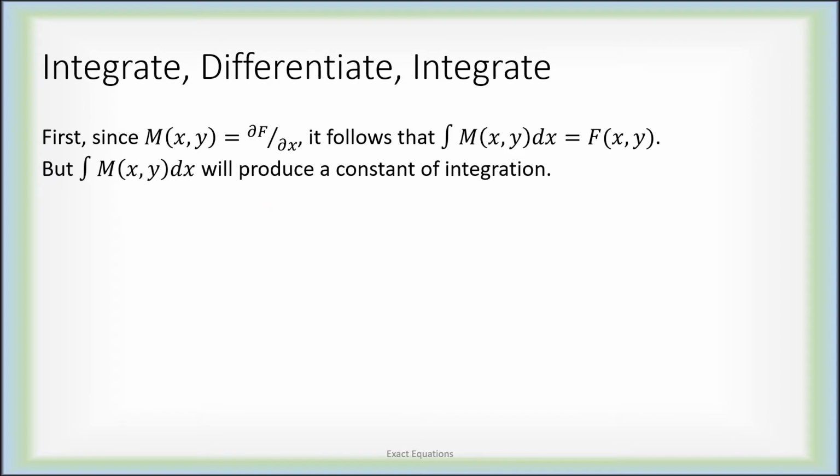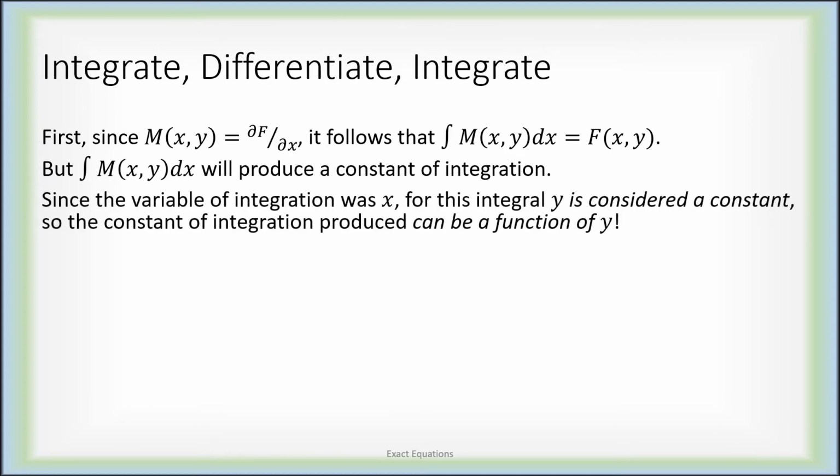However, you're going to get a constant of integration, as you always do. But the variable of integration was x, which means that y is considered to be a constant. Okay, if you're only integrating against the variable x, you are momentarily treating y as if it's a constant, and that means your constant of integration can actually be a function of y, because as far as x is concerned, that would still be a constant. So in other words, when you perform this integration, you get some sort of x antiderivative here, plus a constant of integration that actually can depend on the other variable y.